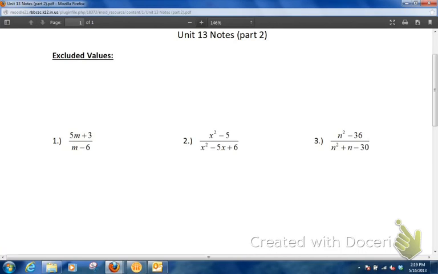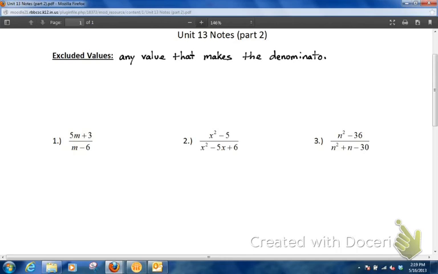Alright guys, this is the video lesson part 2 for Unit 13, Rational Expressions. This is the second video to Unit 13, and we are going to discuss, define, and explain what an excluded value is. So, let's go ahead first and get this definition down on your paper.